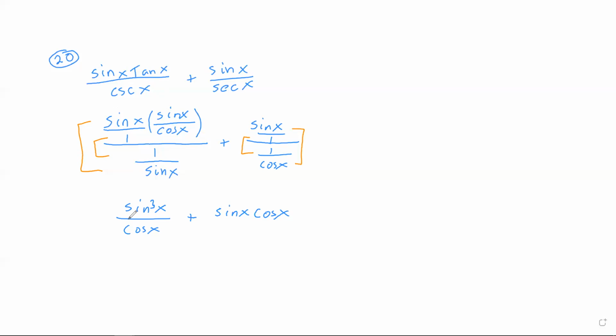And here, well, we've got a fraction and another element here that isn't a fraction. So let's join those two with the common denominator of cosine. So we're going to have sine to the 3 of x plus sine of x. And cosine divided by 1 is cosine times cosine is cosine squared of x.